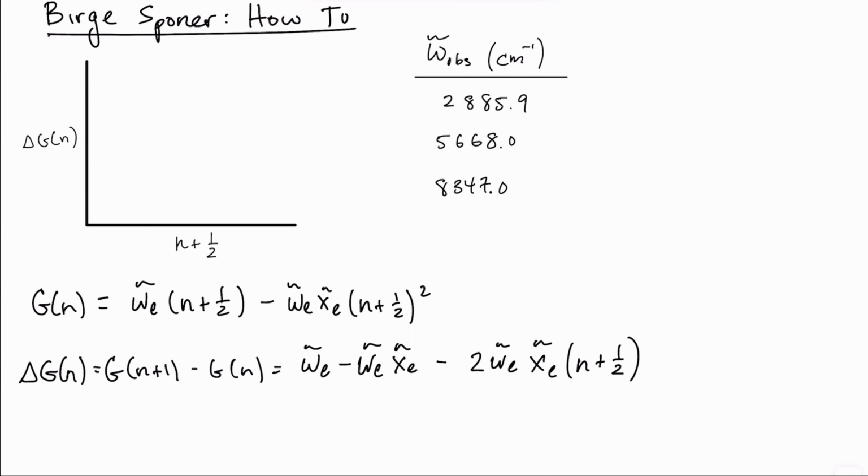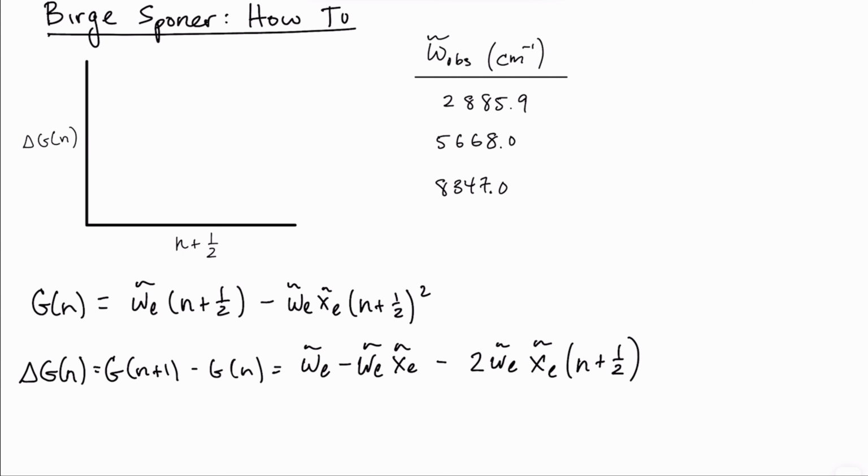In this video, we're going to learn how to do a Birge-Sponer analysis. The whole point of a Birge-Sponer analysis is to take measured spectra of a real vibrational system, like a real diatomic molecule, and then pull out the parameters of that molecule. So for example, the anharmonicity constant and things like that.